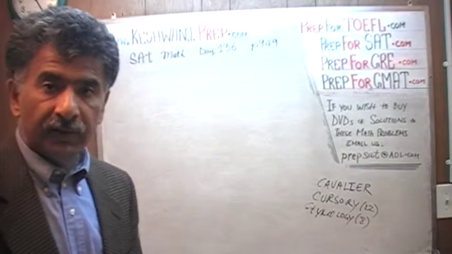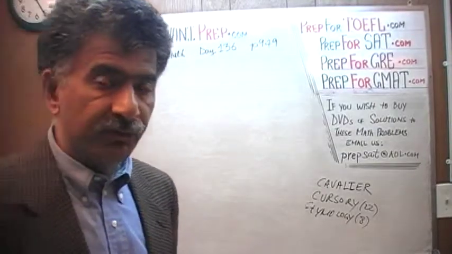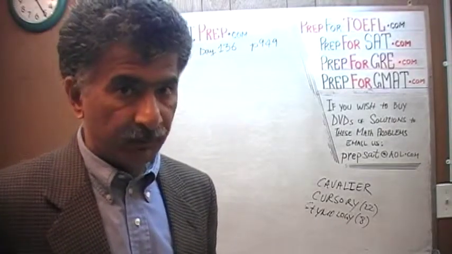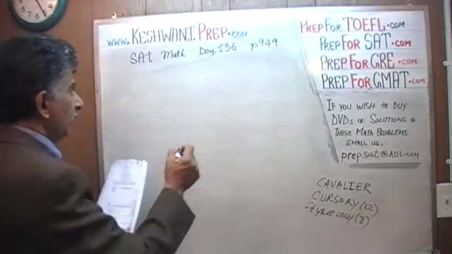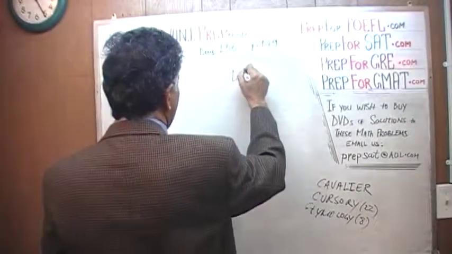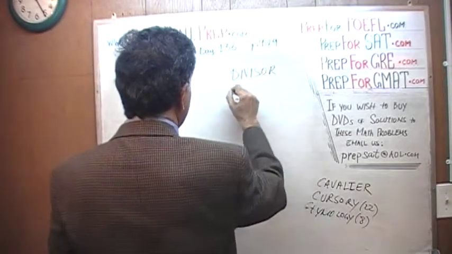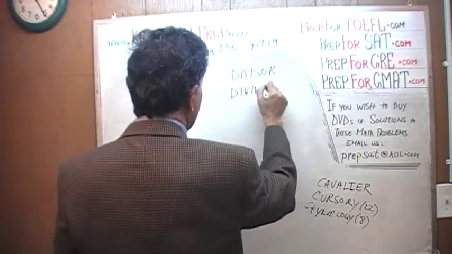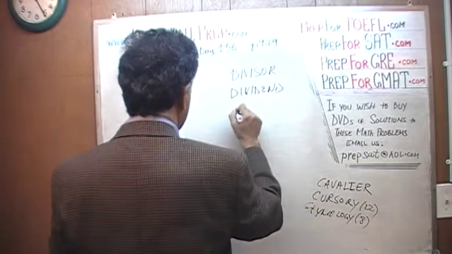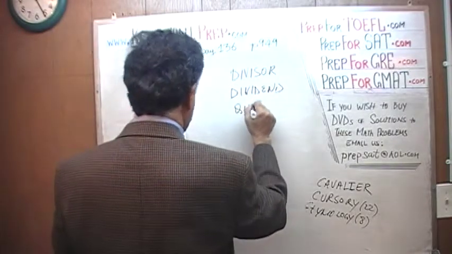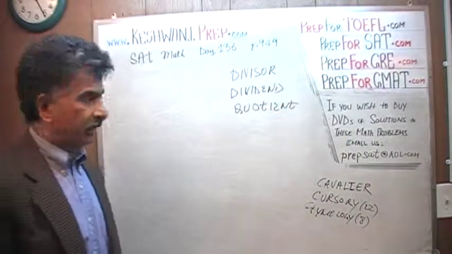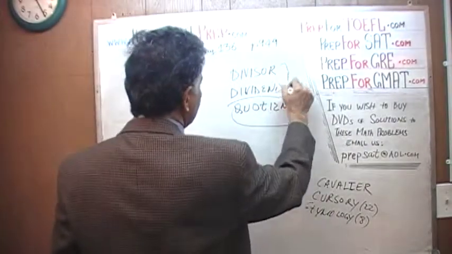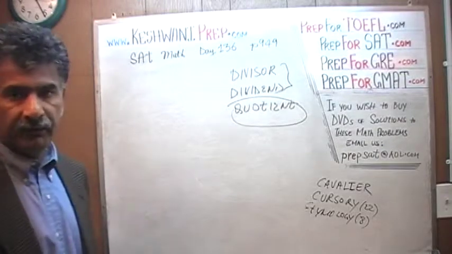First thing first, there is some terminology that I want to make sure that you understand for the SAT, because they crop up all the time. And we're going to learn the terminology first. The terminology that we need to learn are divisor, dividend, and quotient. Of course, most people understand what quotient means, but do you know the difference between these two terms? What is a divisor and what's a dividend?